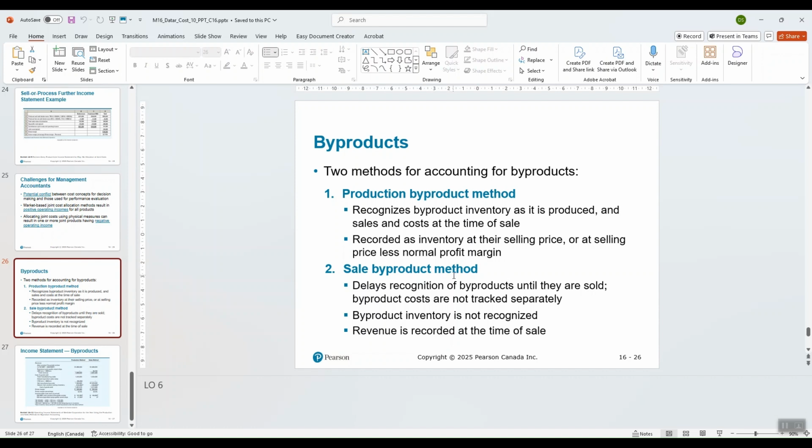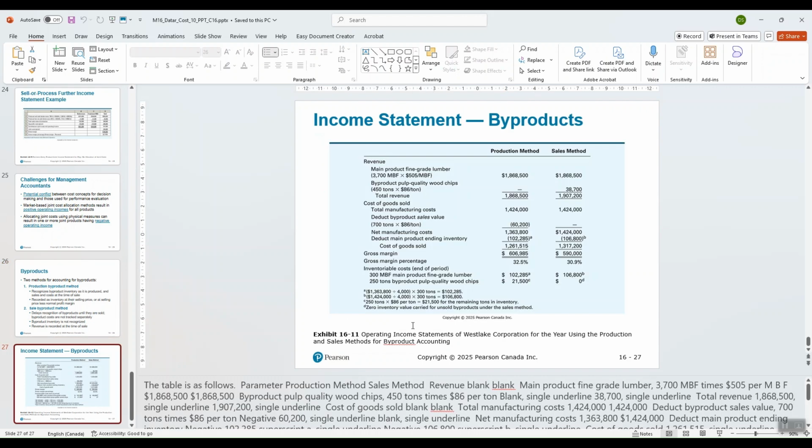It's easy to use that way as well, but then we ignore the inventory, because there may be some items that still exist that are not sold, and then we don't factor that in. So that's the one disadvantage of using the sales by product method.